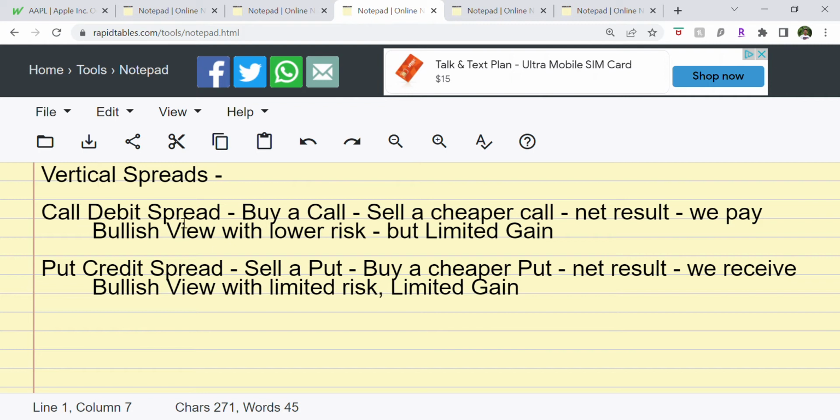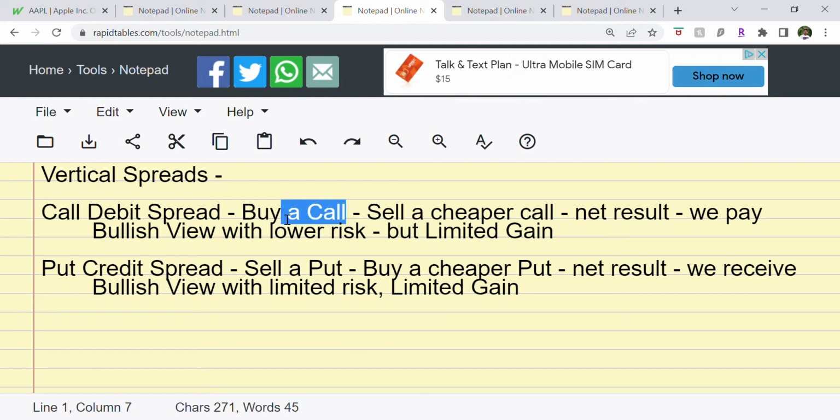Let's start with a call debit spread. This is one of the popular spreads, and it is the easiest to understand, because most of our understanding goes in terms of things rising. Before coming into options, beginners normally buy something. They buy, say, a Tesla share at $750 and then sell it at $1100. So you buy something low and sell higher. The easiest type of spread to understand is the call debit spread.